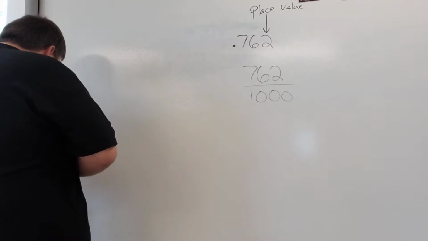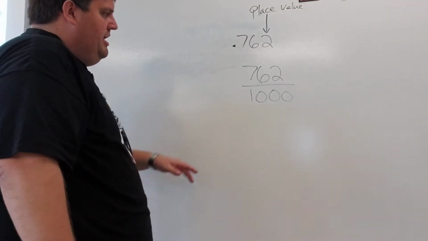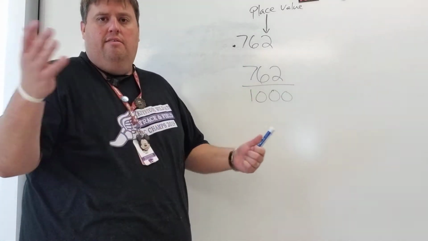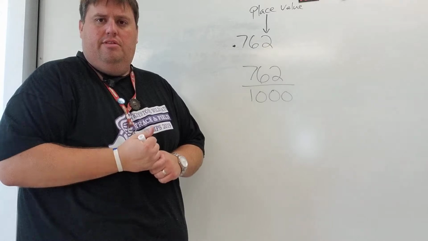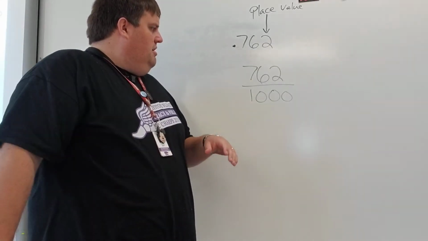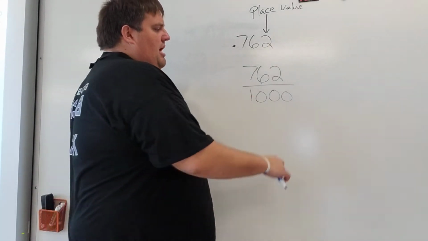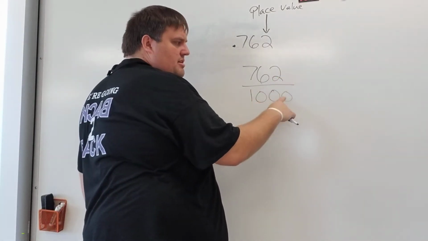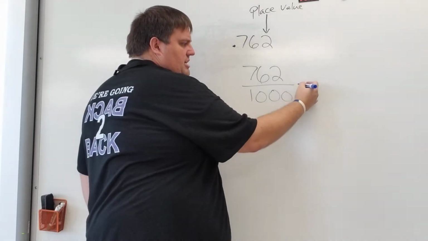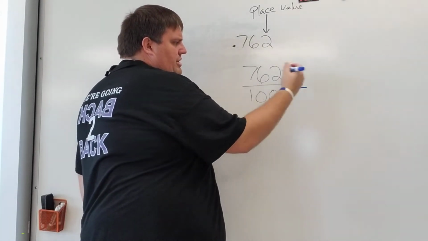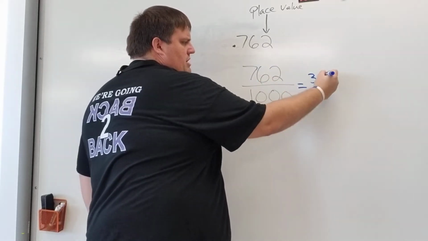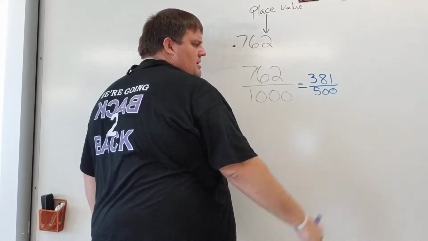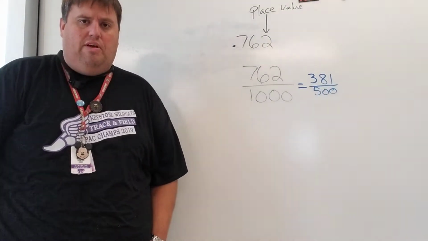Now, if you can simplify this, you want to simplify it. You should always do that now. This is 8th grade, so anytime you can simplify something, you can definitely do that. Notice that 2 goes into both of these. That's a pretty easy one to see because they're both even. So 2 goes into this 381 times, and 2 goes into this 500. And I think that's as far as it simplifies.